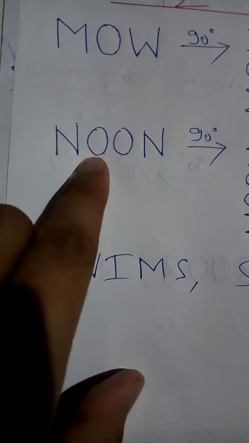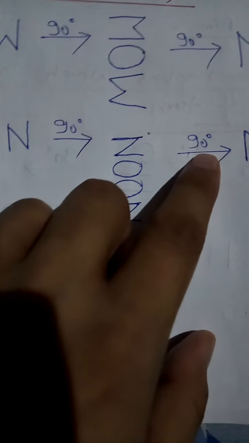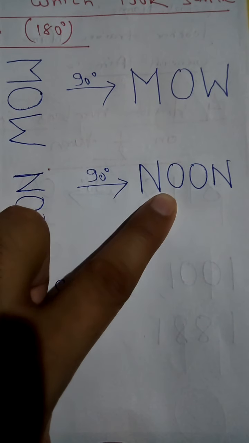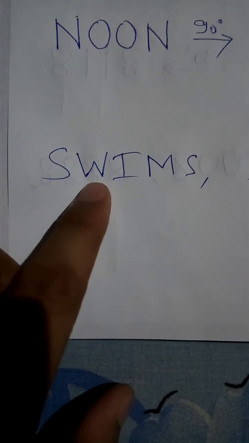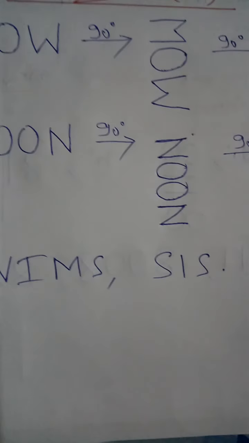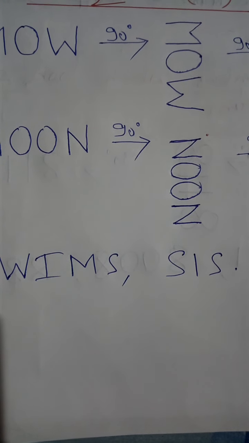Second one, I have done noon. With a 90 degree rotation, it looks like this, and again a 90 degree rotation, that means 180 degree, it looks the same, noon. And the other two words I have only written, I have not shown. The third one is swims, and the last one is sis. So there are 4 English words: MOW, noon, swims, and sis.